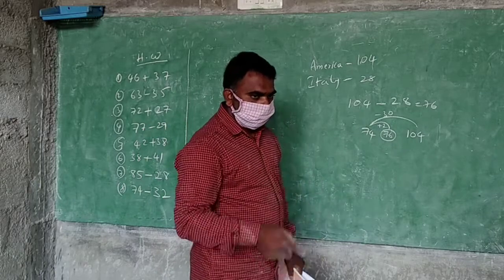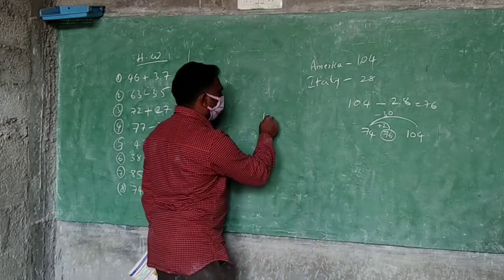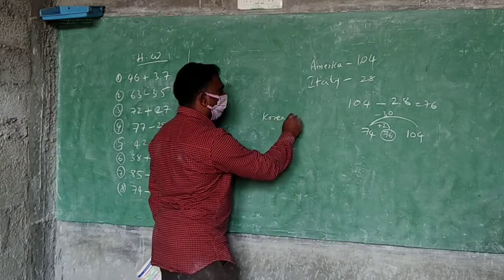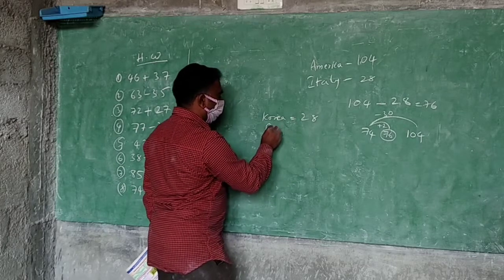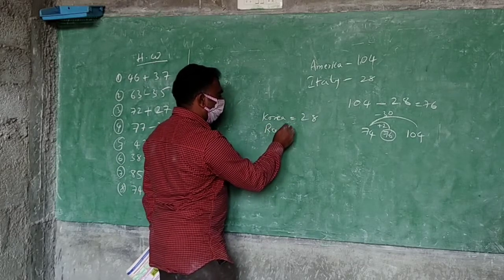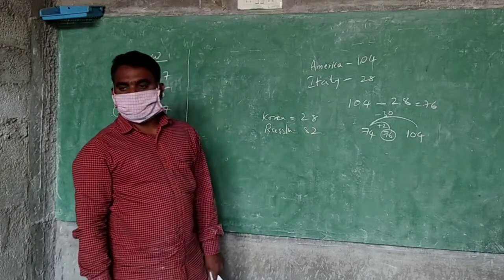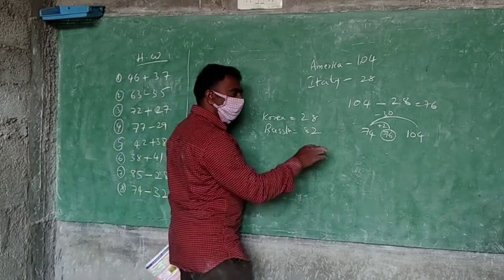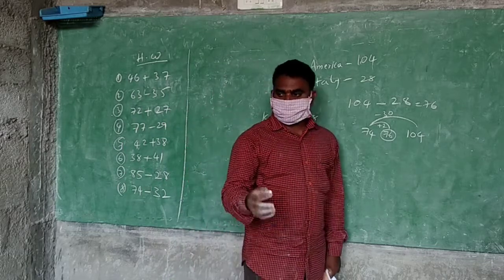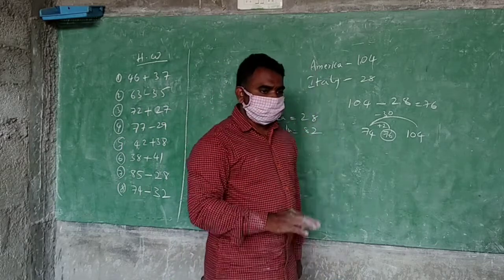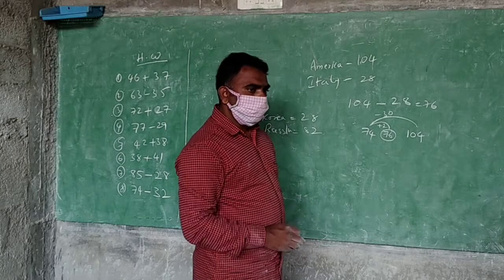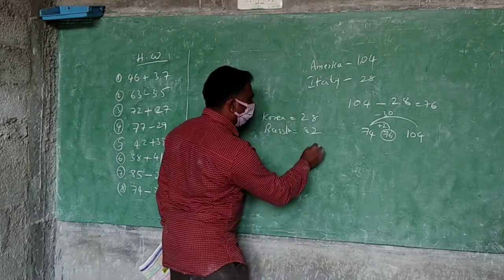Second question is: how many medals did Korea get less than Russia? So Korea and Russia. Korea 28. Russia 82. So Korea got less only, no? Yes. How many less he is asking? Means what should we do? Subtraction. How many more also you have to do subtraction, how many less also you have to do subtraction. Both you have to do subtraction only.